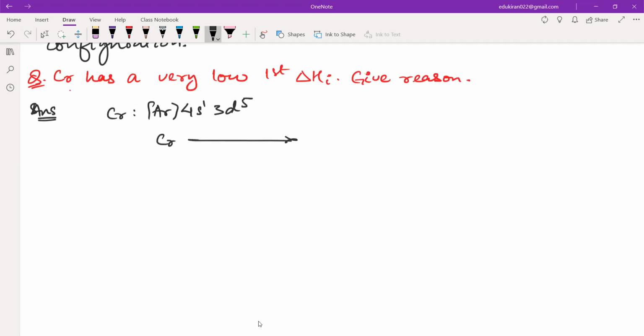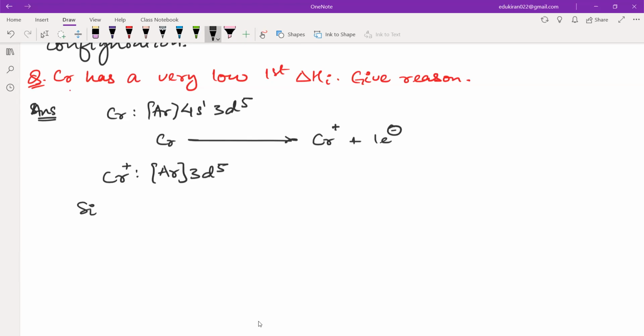Then you will show the ionization. That means chromium, we are removing one electron, making it Cr positive plus one electron. Then you will show the electronic configuration of Cr positive, that it is argon 3d5. The electron from 4s1 has been removed. That is why we have 3d5.